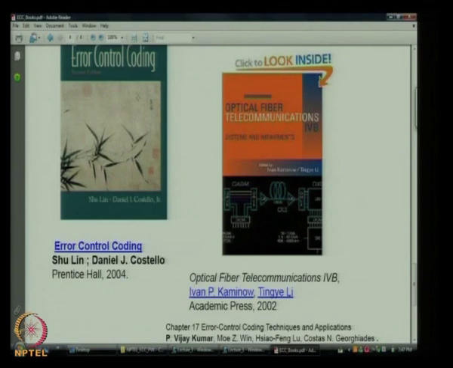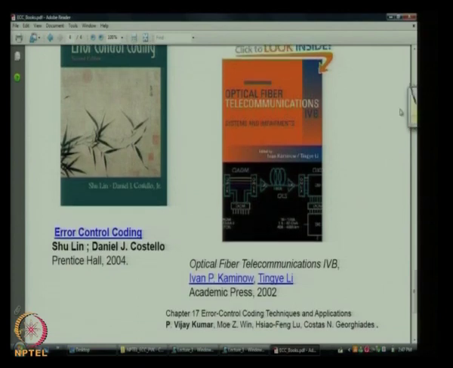So, you might say, well, what is an optical fiber telecommunications textbook doing here? Well, as I mentioned last time, in this handbook published in 2002, a bunch of us had occasion to write a chapter on error control coding techniques, and my discussion of the topics will be in the same sequence as is covered in the chapter. Okay. So, this might be another useful reference for you.